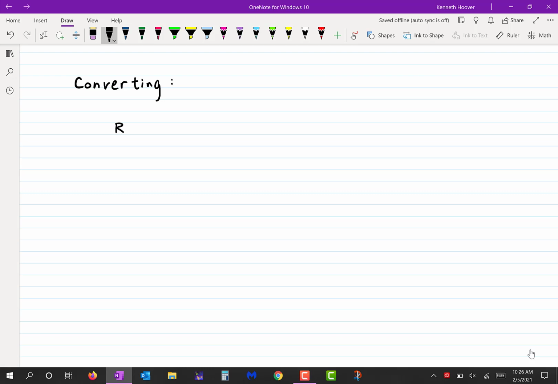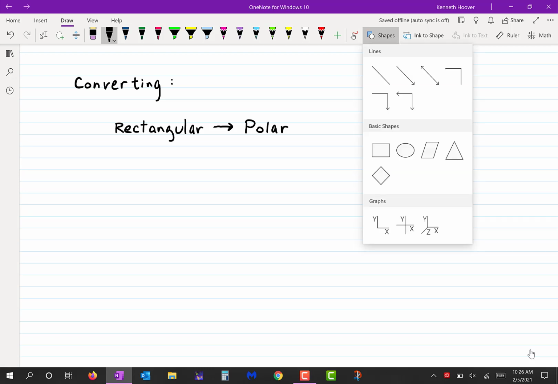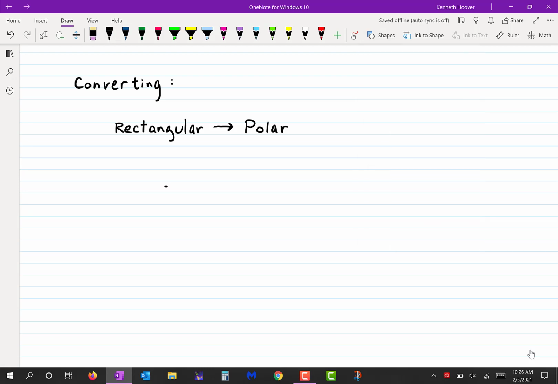From rectangular coordinates to polar coordinates is fairly easy. Let me show you why. Let's look at a point in rectangular coordinates. Let's say right here. Let's just call it x, y.